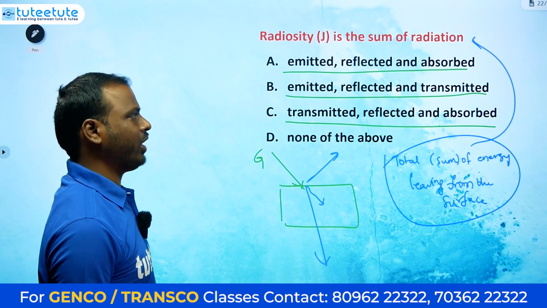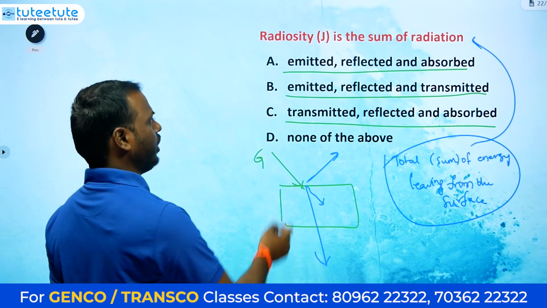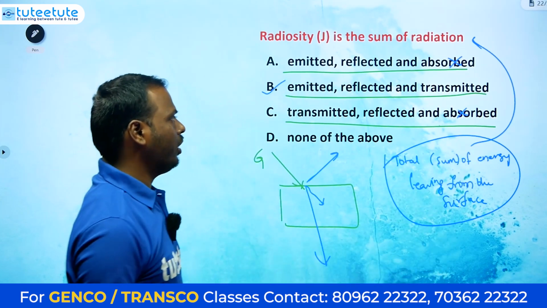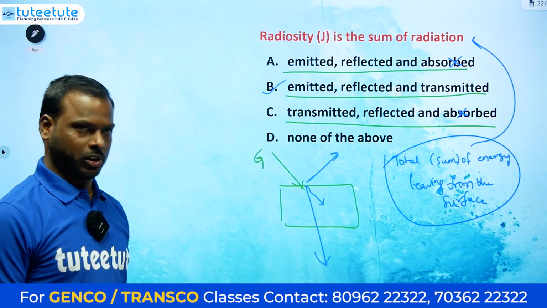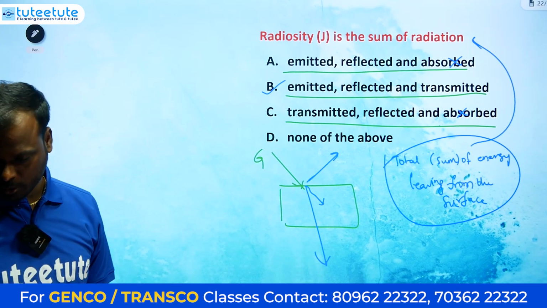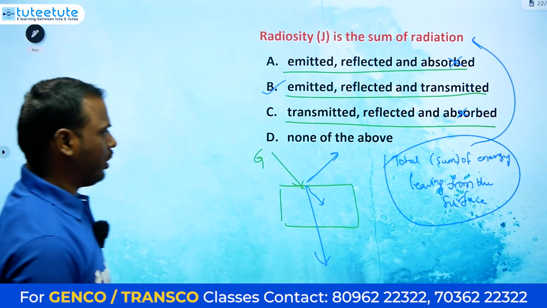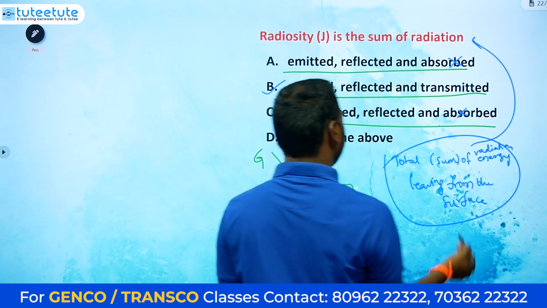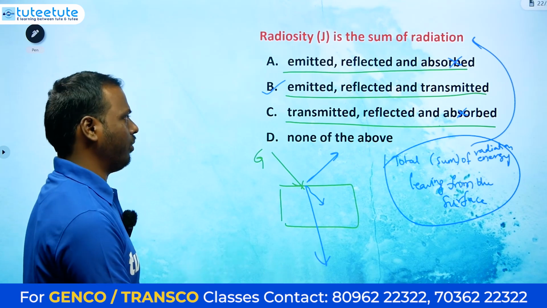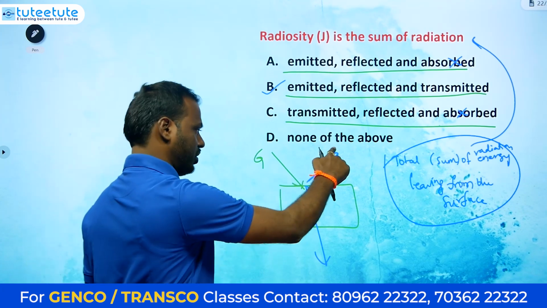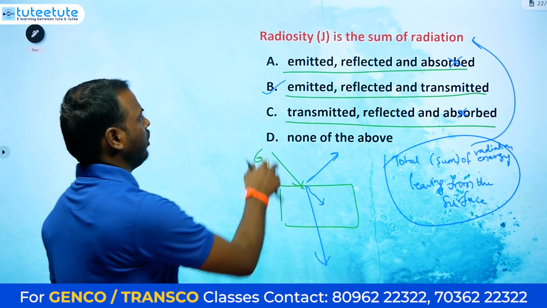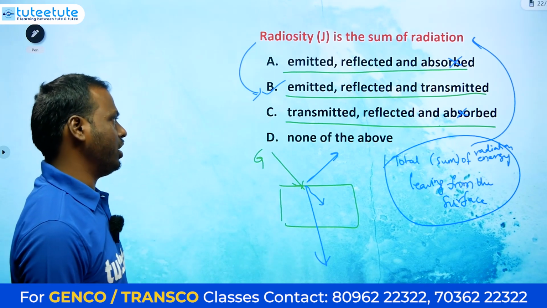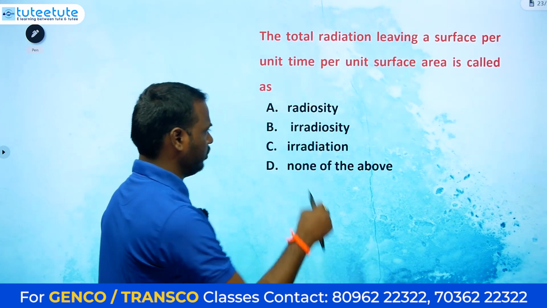Emitted, okay fine. Reflected, okay fine. Transmitted, okay fine. Emitted, reflected, transmitted, but not absorbed. Remember, absorbed is not correct. So this is the answer: emitted, reflected and transmitted. Here I am taking the radiation energy leaving. Emitted means coming out, reflected, of course reflection, and transmitted. The total will be the sum. Radiosity is nothing but the sum of radiation emitted, reflected as well as transmitted.